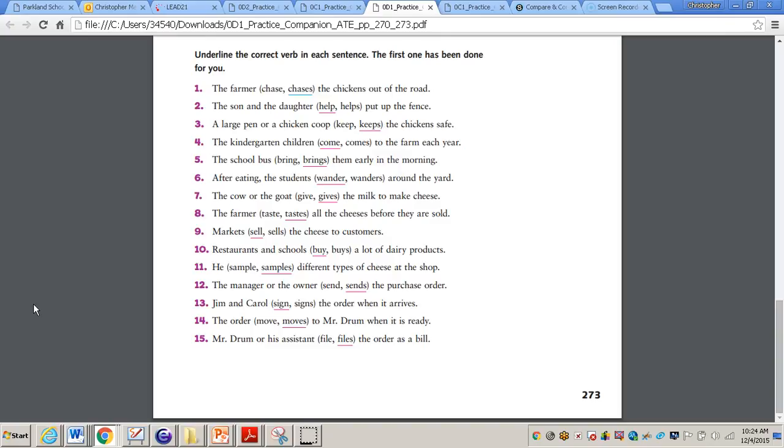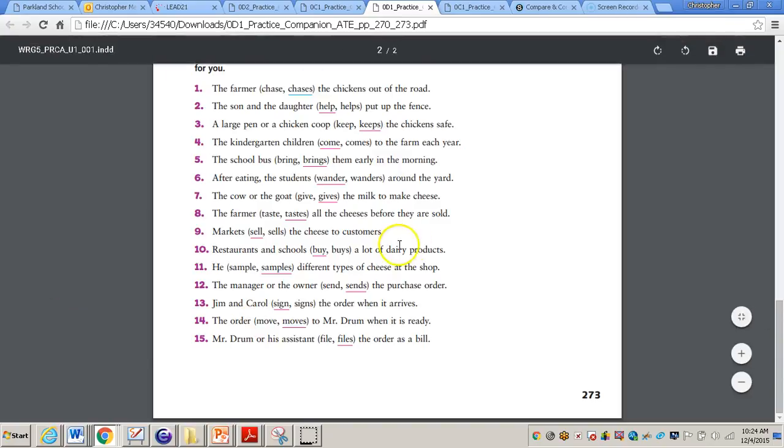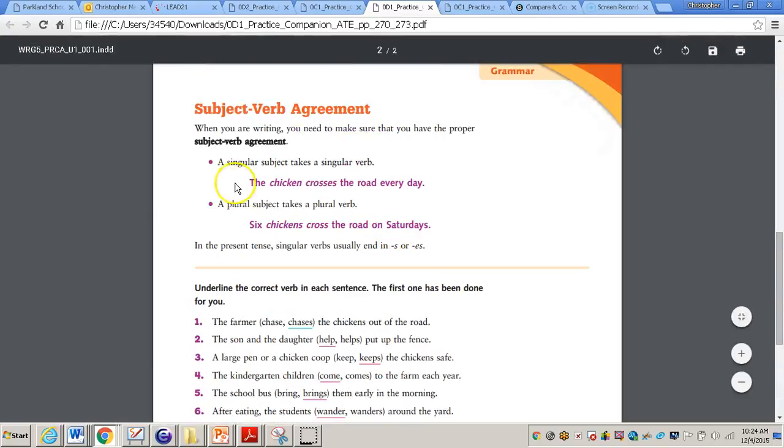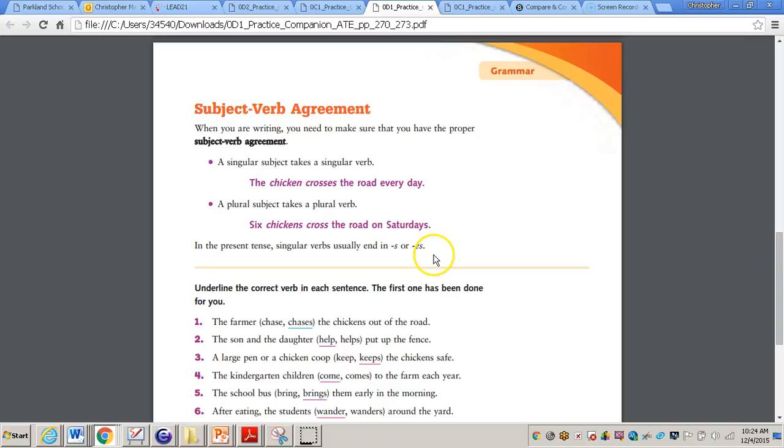So once again, just to revisit the main concept for today, we can see a singular subject takes a singular verb, a plural subject takes a plural verb. And then we can see here in the present tense, singular verbs usually end in s or es. So that concludes the video on using present tense verbs and subject-verb agreement. If you have any questions about this concept, please come and see me.